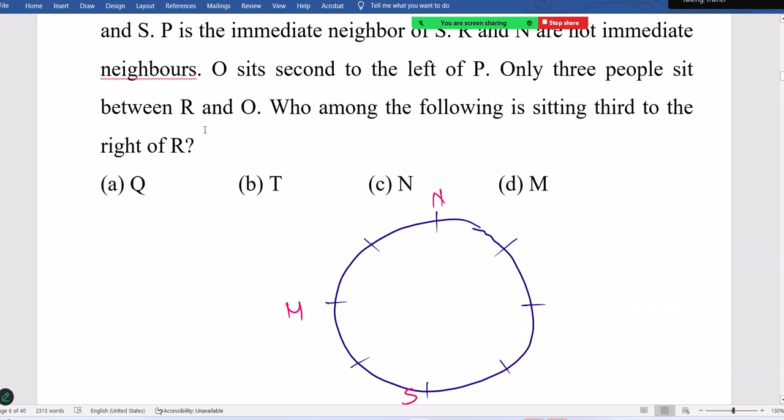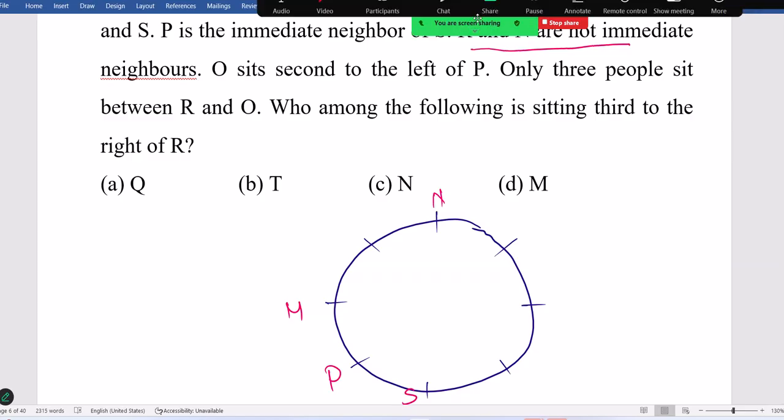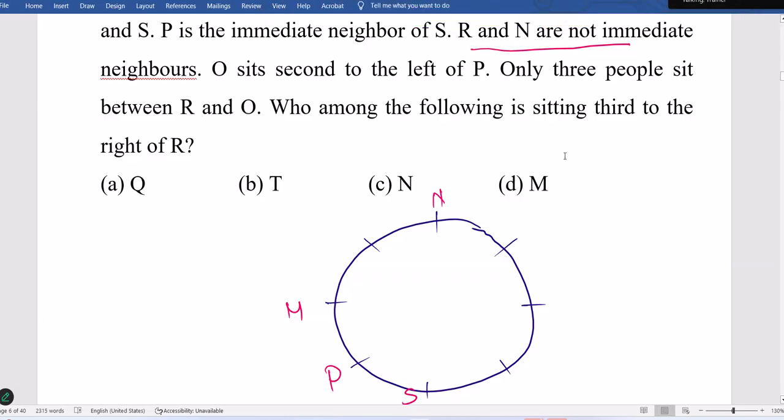R and N are not immediate neighbors. That might be one of the cases. So O second to the left of P, then that's fine. So that is giving a clue. Okay, P cannot be here, P must be here. If P is here, O will come here. O's opposite, R, will be a neighbor for N. They said R and N are not neighbors. So O is second to the left of P. O's opposite is R. Fine. Only 3 people between O and R. That's nothing but R and O are opposite.